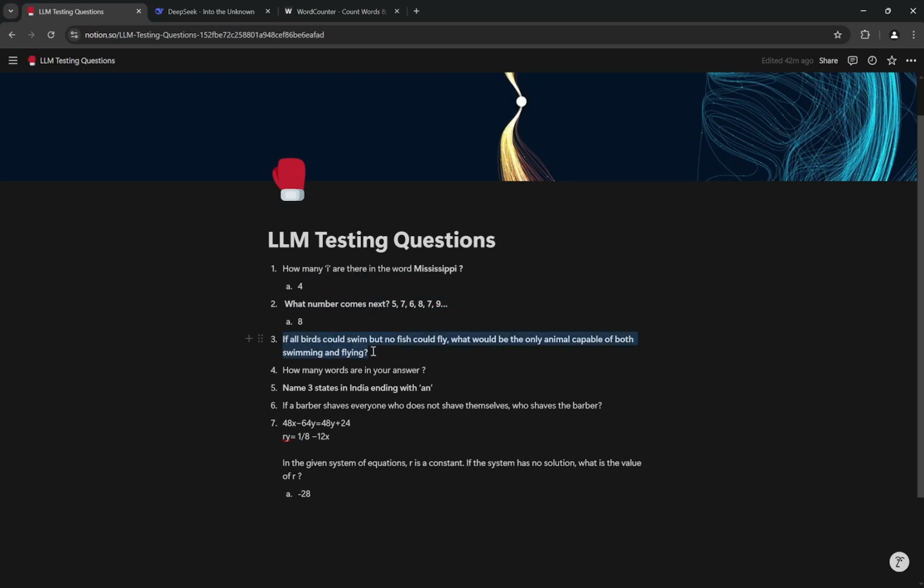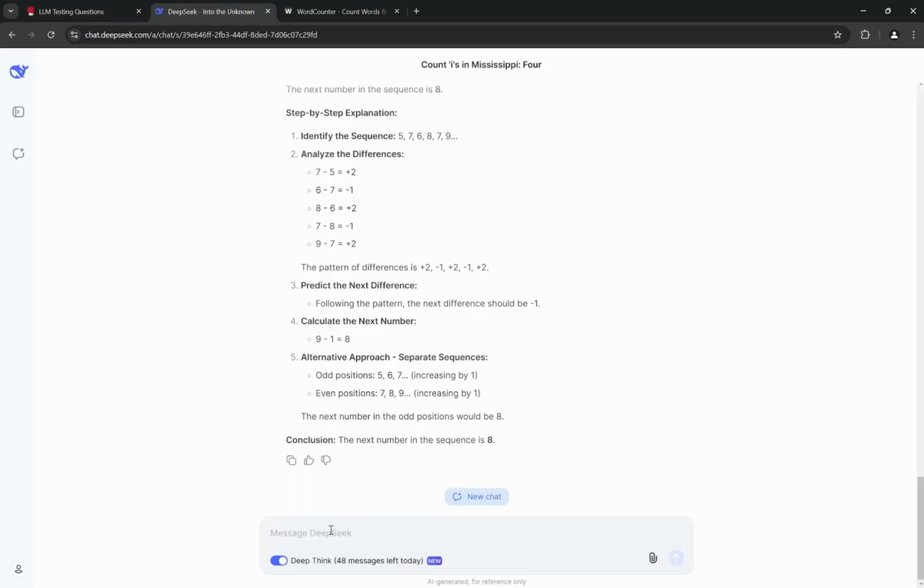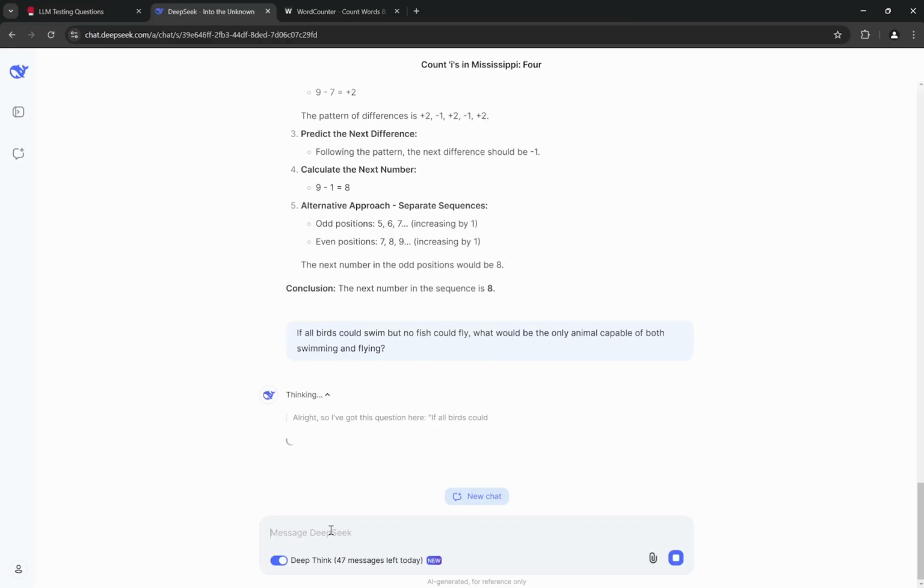Now this question is tricky and I'll tell you why, because I was trying this with the 4o model in Perplexity. If all birds could swim but no fish could fly, what would be the only animal capable of both swimming and flying? Sometimes I found out they were including insects, and there was another time when it actually thought of birds like ducks and swans as a different category. So the answer was actually inconsistent with a lot of different models. So I wanted to see how DeepSeek thinks. So I'll paste this.